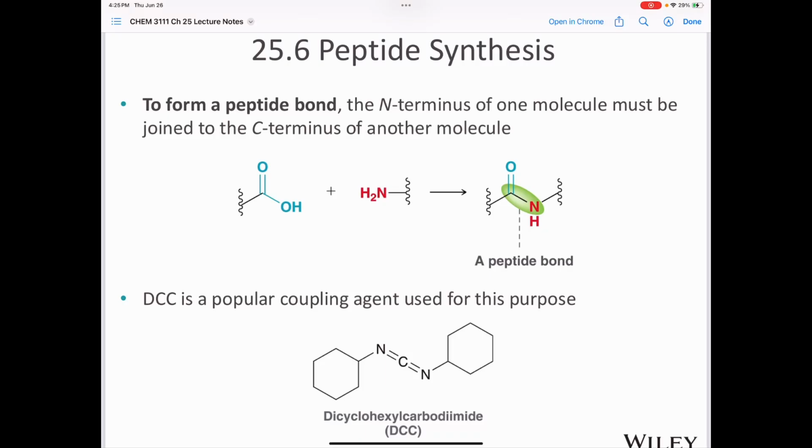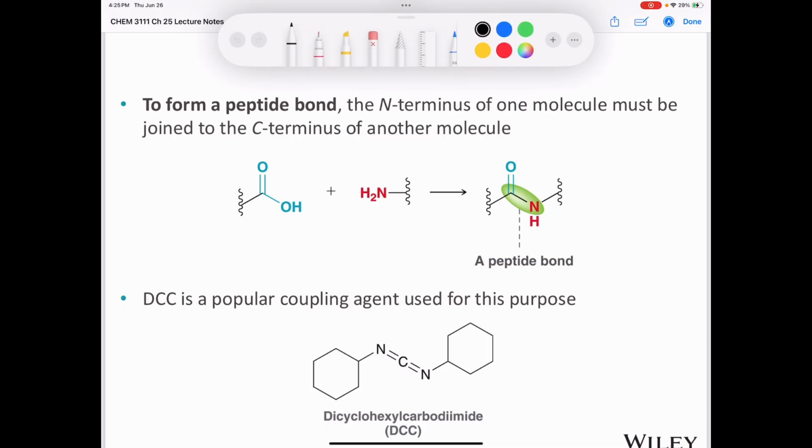Forming a peptide bond, and remember a peptide bond is just an amide bond between two amino acids, requires the coupling of a carboxylic acid group and an amino group. And when you couple those two together, you form the amide bond that is of course shown here. And what's not shown is that you also would lose water in the process.